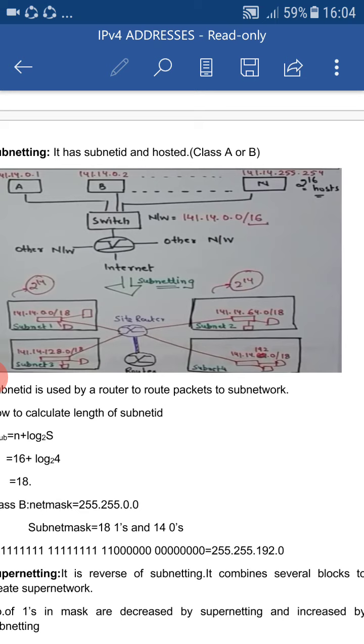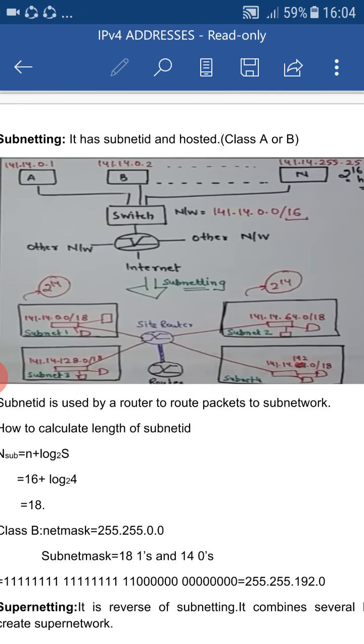So what we did is we divided the whole network into 4 subnetworks. You can observe 4 rectangle boxes. Each rectangle box consists of various machines. This is nothing but subnetworking. And each subnetwork has its own address. So first subnetwork 141.14.0.0. Second one 141.14.64. Third one 141.14.128. Last one 141.14.192.0, slash 18. Later we'll see how we got that 18.